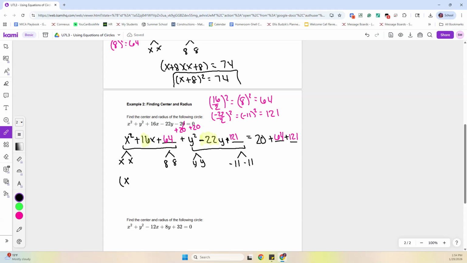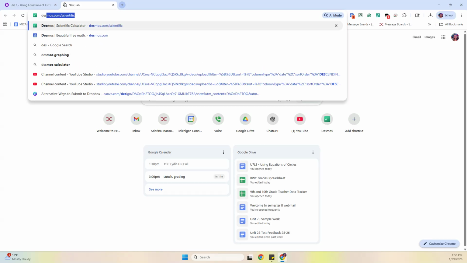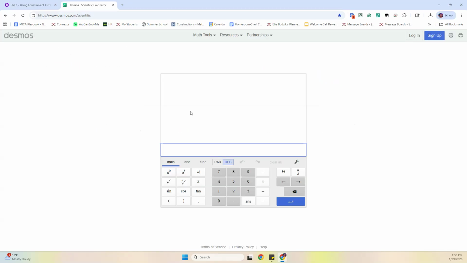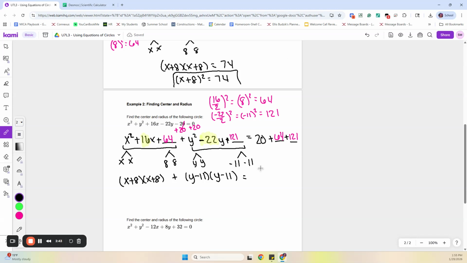So when I write this, I'm going to have an x plus 8, another x plus 8, plus in the middle, y minus 11, another y minus 11. And then over here, I want to do 20 plus 64 plus 121. So let's go ahead and see what that is. 20 plus 64 plus 121 is going to give us 205. And then we're going to have x plus 8 squared plus y minus 11 squared equals 205.